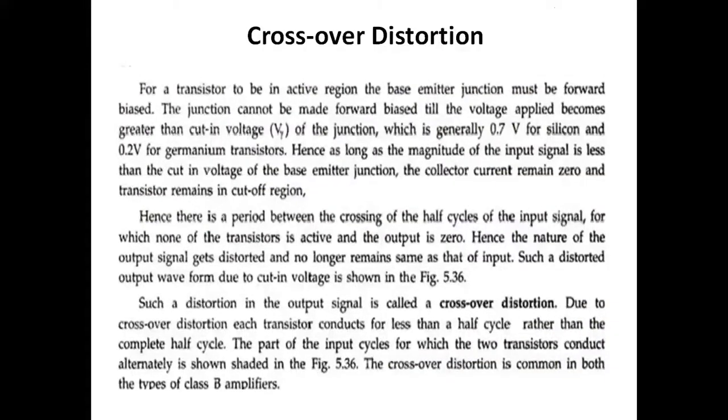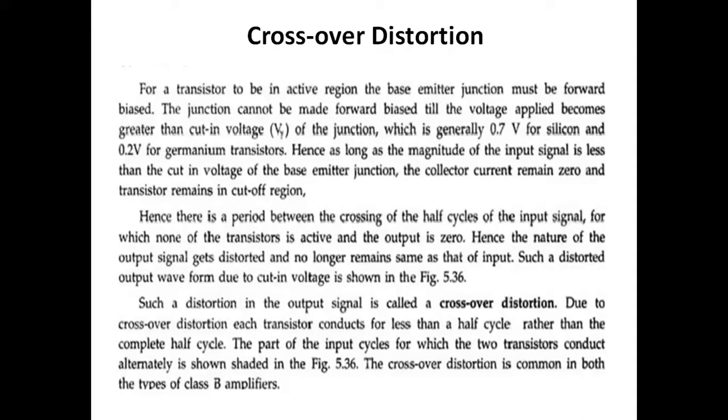This distortion appears in class B amplifiers. Normally, for any transistor to be in the active region, the base-emitter junction must be forward biased. In order to conduct, the base-emitter junction of the transistor should be forward biased. The junction cannot be made forward biased until the applied voltage becomes greater than the cut-in voltage of the junction. So until the voltage at the base-emitter junction reaches 0.7 volts, the transistor is in off condition.